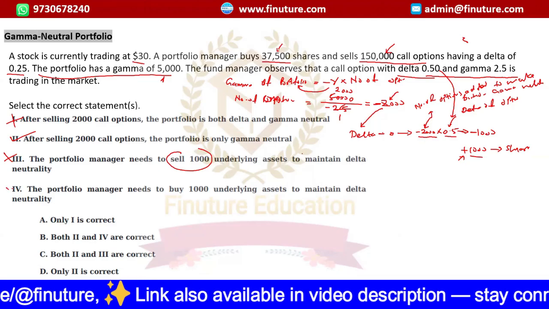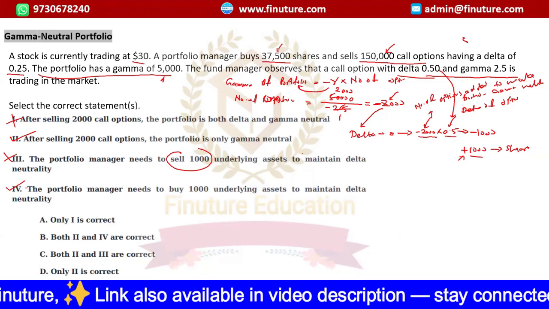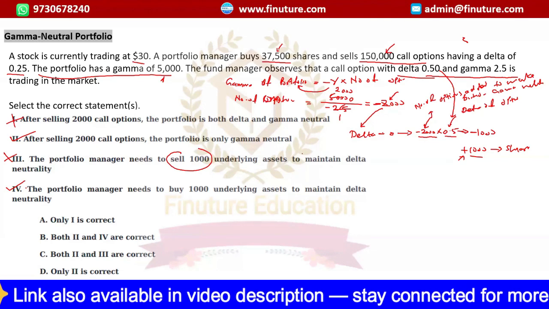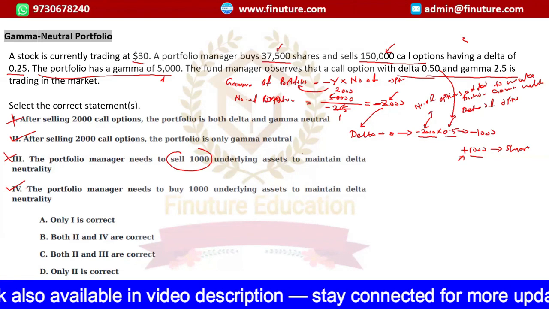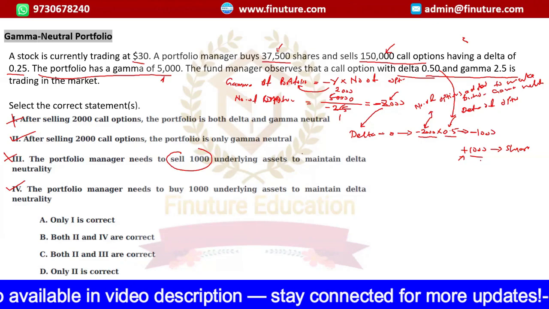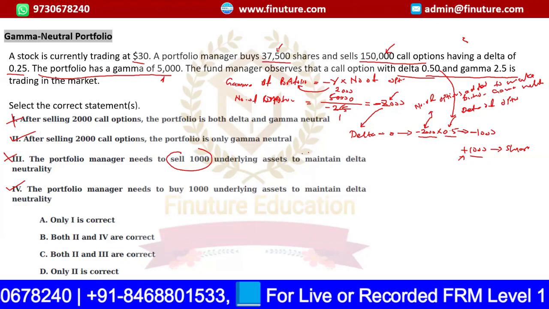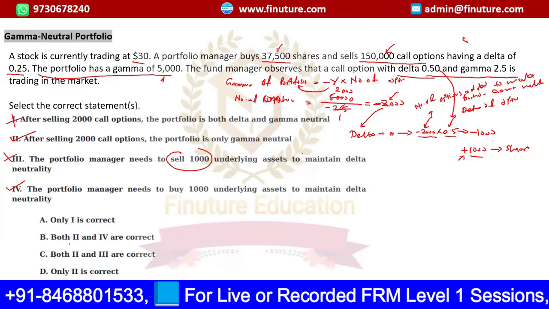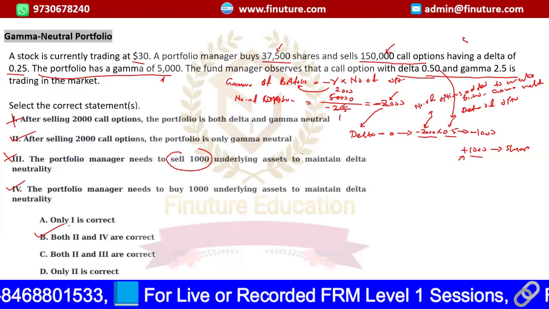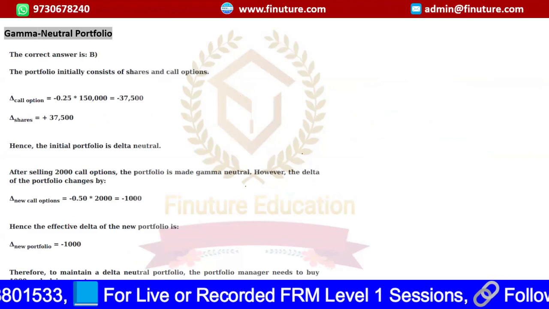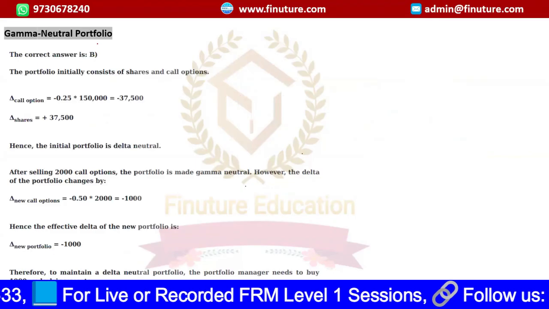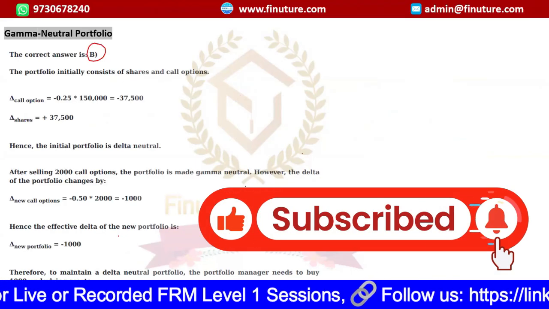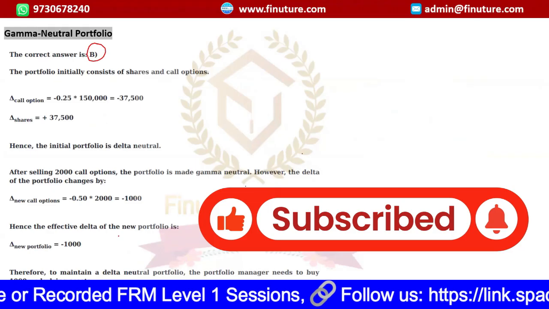So in this case it's negative 1,000, which means we have to buy 1,000 shares, which is the last option. So I think number two and number four are correct. That means option B. Okay. So this is what we concluded. The answer is B, and the explanation we already discussed.